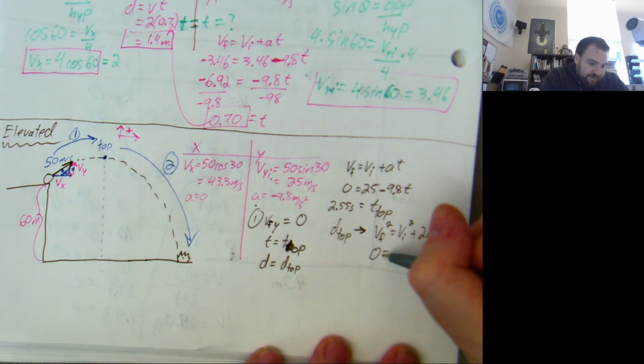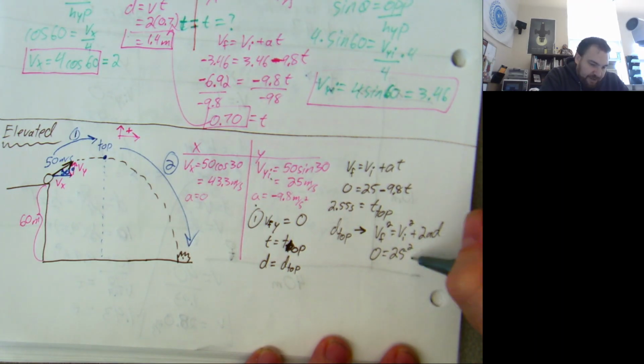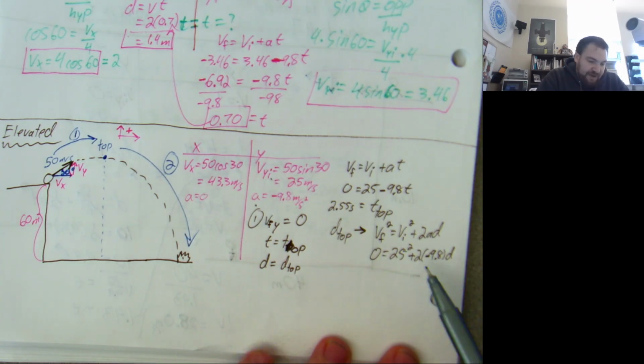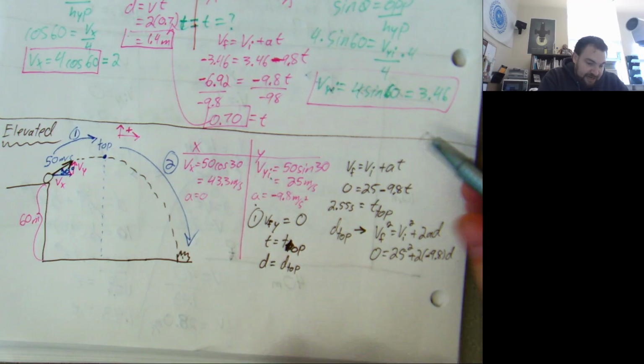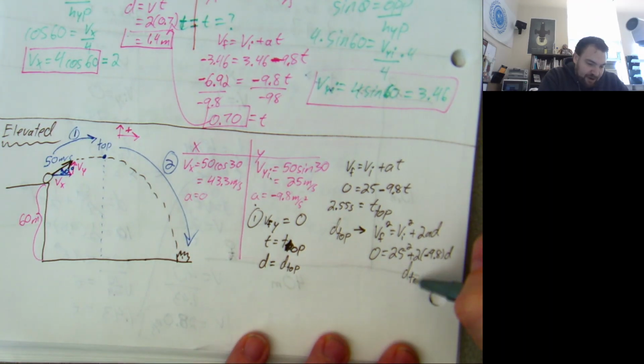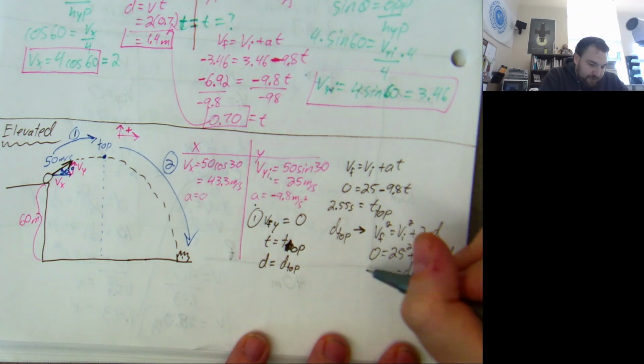VF is 0, VI is 25, and we're going to square it, plus 2 times negative 9.8D. 25 squared is 625. I'm going to subtract it over, divide that by 2, and divide that by negative 9.8. And for the sake of time, I'm going to tell you that d top is equal to 31.89 meters.